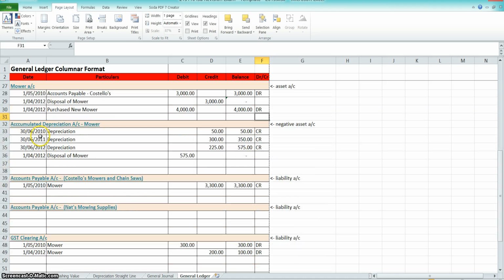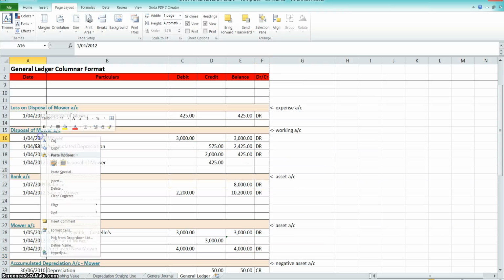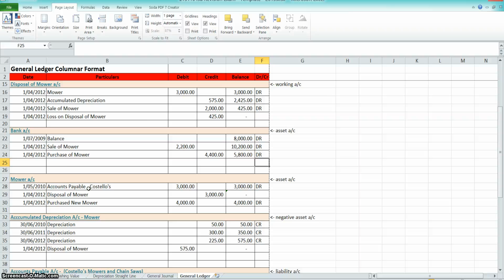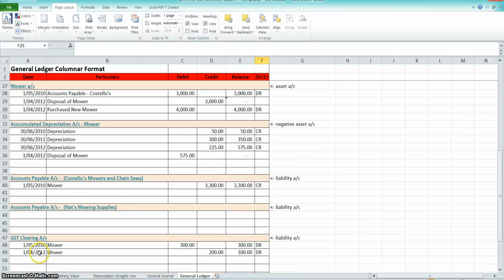The other side is our bank account. Where's it going? There it is. So we paid out of our bank account. So we'll have purchase of mower, which was 4,400, which will take off our balance there. And then finally, we've got to account for the GST. So we will have 04/2012 mower, and it was a $400 debit.